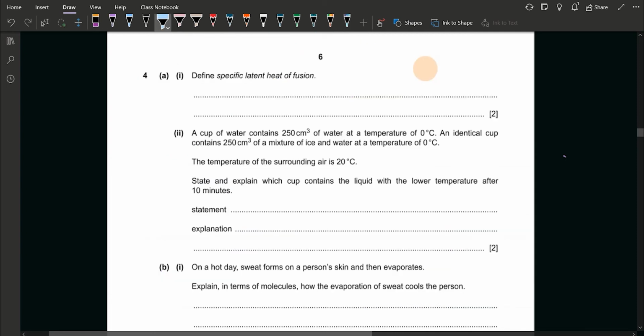Question number 4 says define specific latent heat of fusion, and we can write our definition of specific latent heat of fusion, which is the energy transferred per 1 kg of unit mass when it freezes or melts. Part 2 says a cup of water contains 250 centimeter cube of water at temperature 0 degrees Celsius. An identical cup contains 250 centimeter cube of mixture of ice and water at temperature 0 degrees Celsius. Temperature of surrounding is 20 degrees Celsius. Explain which cup contains the liquid with the lower temperature after 10 minutes.